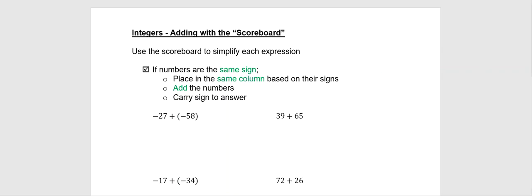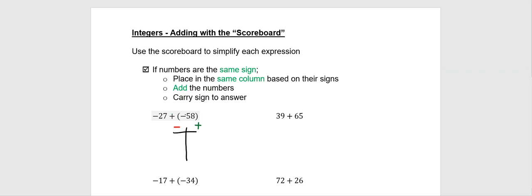So the scoreboard is fairly straightforward. It starts out by setting up a scoreboard, just as I'm doing here. And what I like to do is to put my negative numbers on my left side. So I put a negative sign at the top of the left column. And I like to put a positive sign, therefore, at the header of my right column.